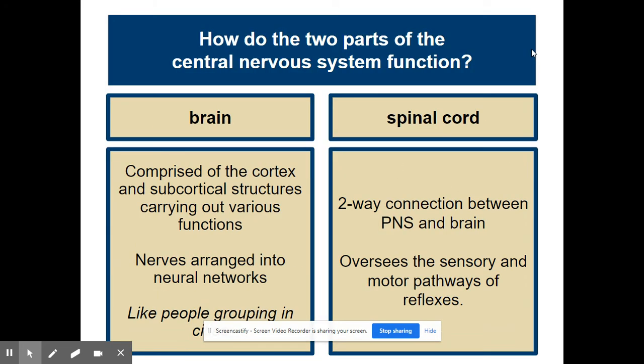All right, how do the two parts of the central nervous system work together? Our brain is our control structure. This is our cortex and subcortical structures that carry out various functions, arranging neural networks. This is like a grouping of people who move to a city and live together. The spinal cord is that highway which transmits information to and from our brain, our peripheral nervous system, that oversees the sensory and motor pathways in our reflexes.